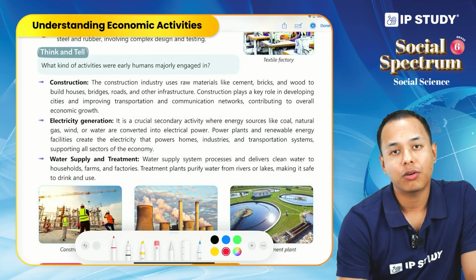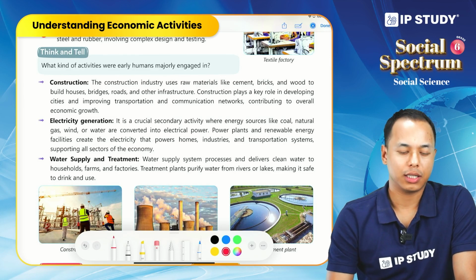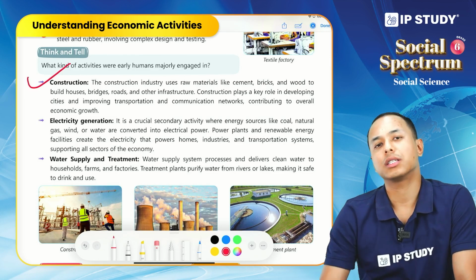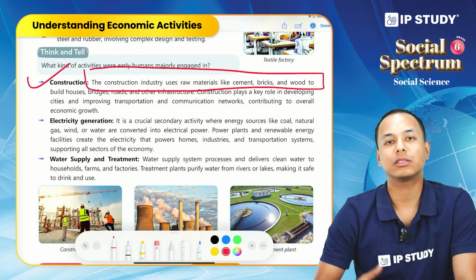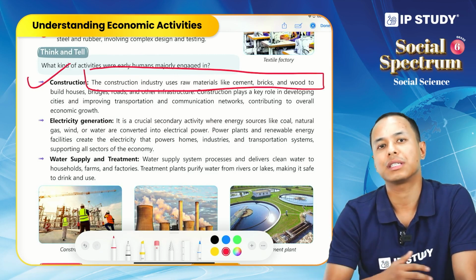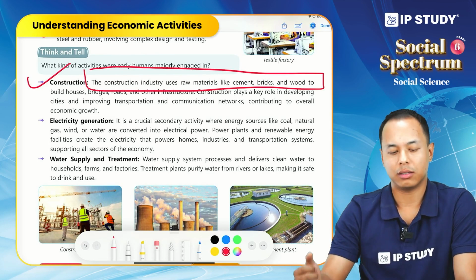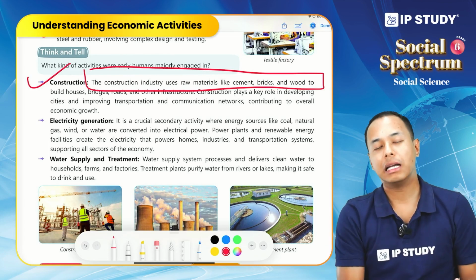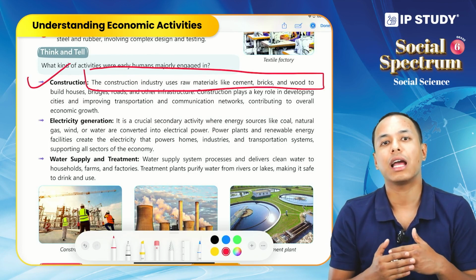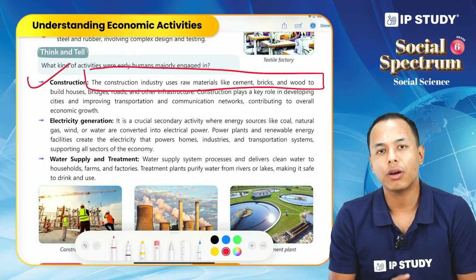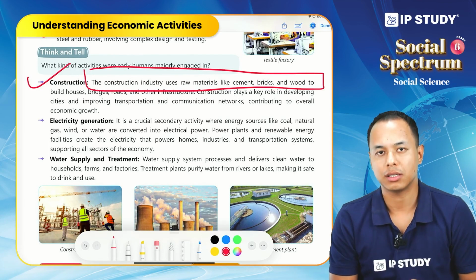Another economic activity that belongs to the secondary sector is construction. What does construction involve? It involves using raw materials like cement, bricks and wood to make structures, homes, settlements, big infrastructure, buildings and bridges. Construction is one of the important economic activities that actually helps in the development and growth of infrastructure in a region or a country.